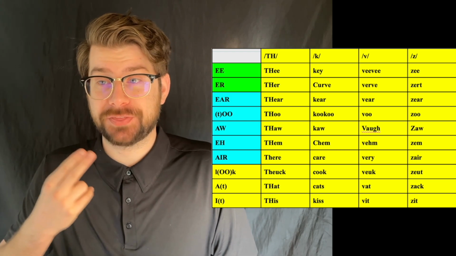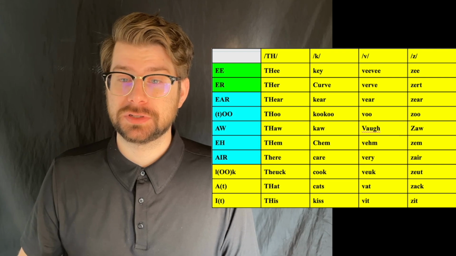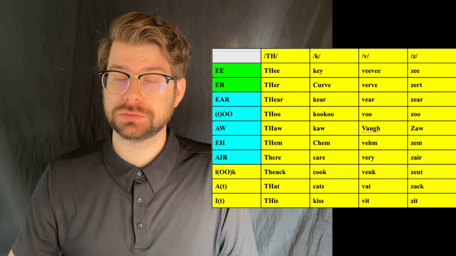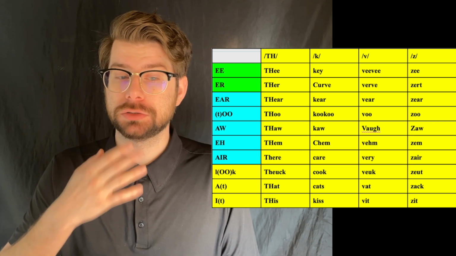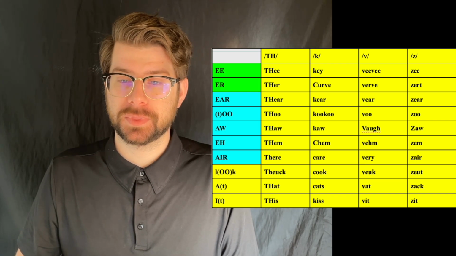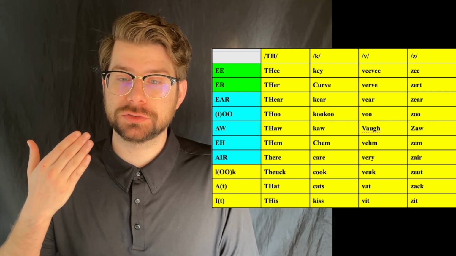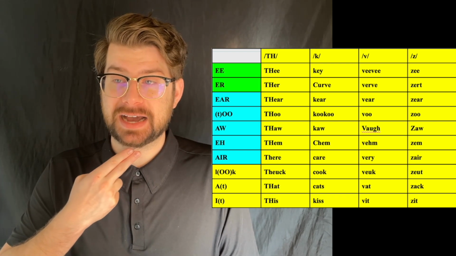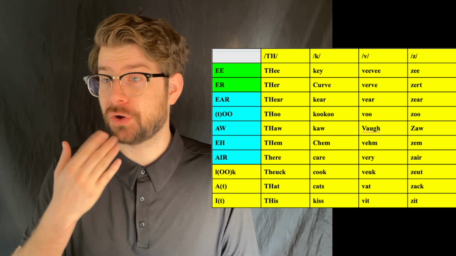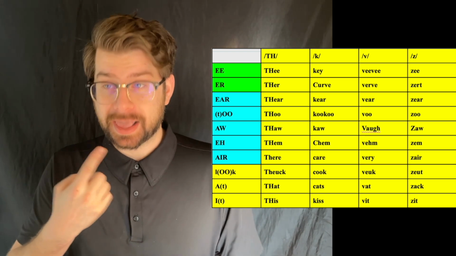And then finally, we have the Z sound. Z, like the letter Z, zert, zir, zoo, zaw, zem, zer, zut, zak, and zit. So those are all the sounds we just learned with this hand shape 2.